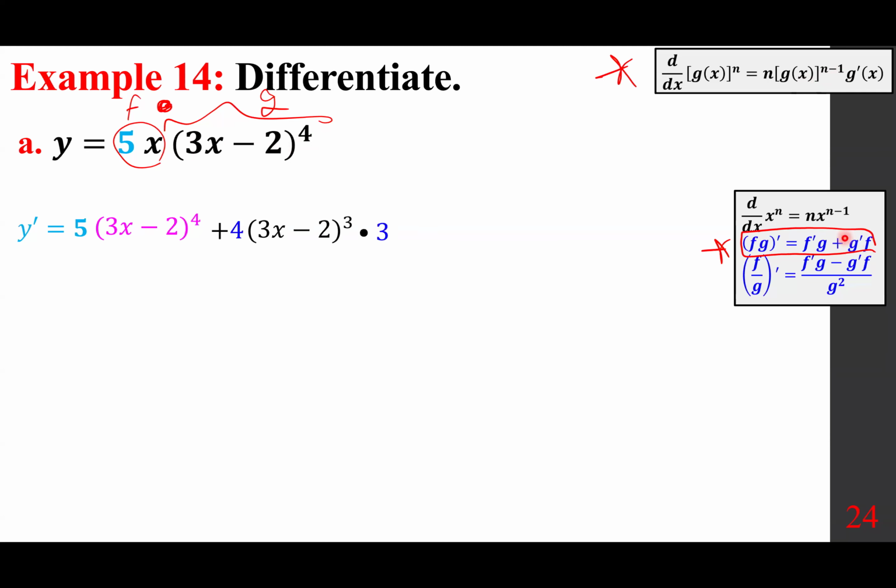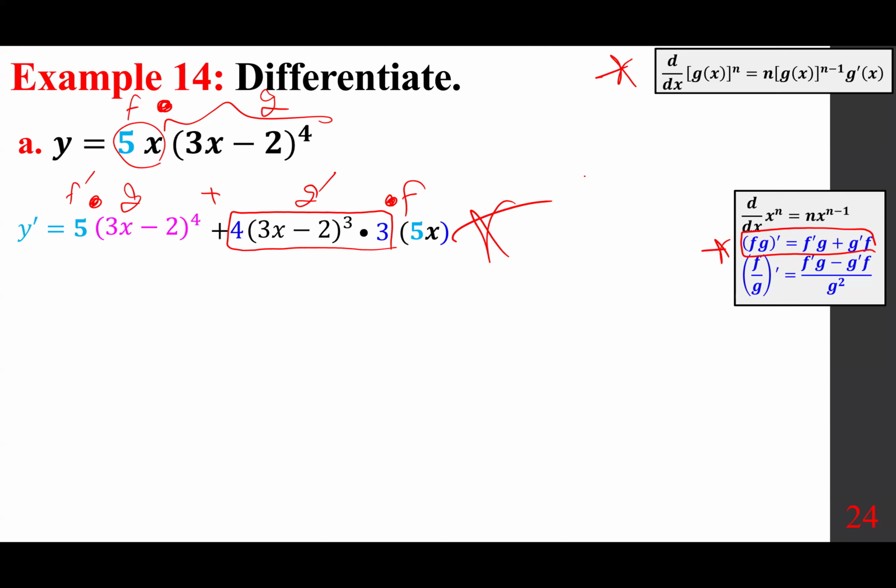And then I go back to the product rule times f, times 5x. In other words, we have f prime g plus g prime f. And I'm going to put an asterisk next to it, meaning I'm done with calculus. Now I need a couple of steps of algebra to finish the job.